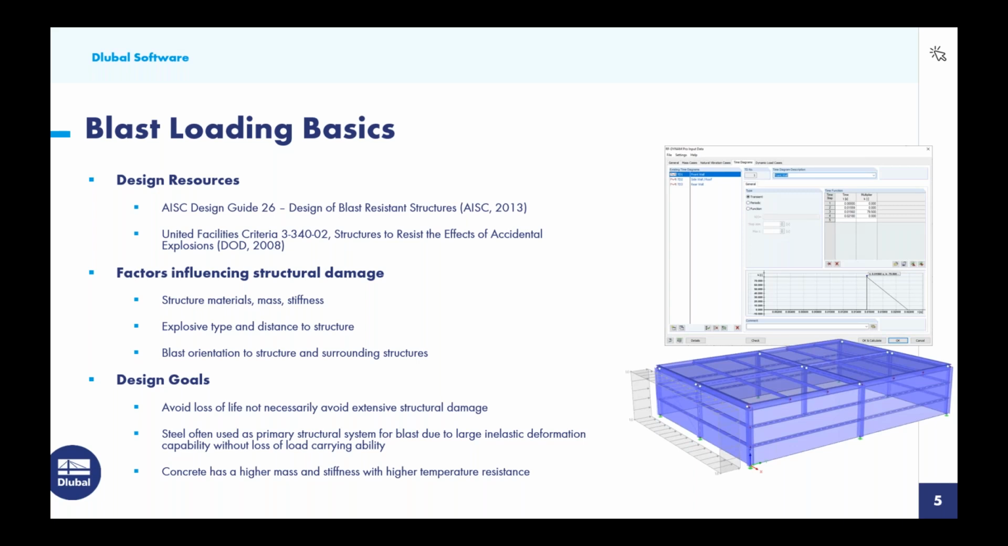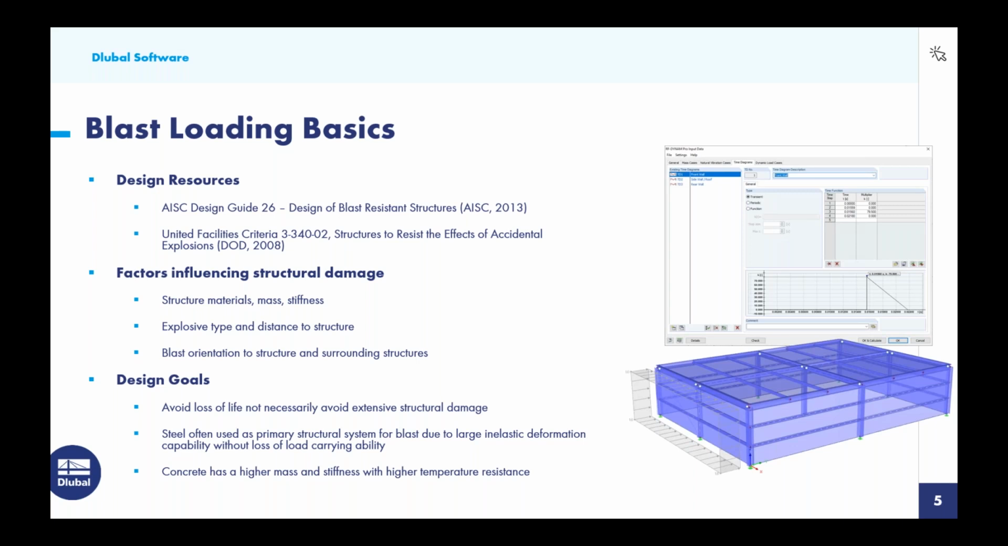And of course, if we are located in an urban environment, do we have surrounding structures that we need to consider as well? Now, the ultimate goal here is not necessarily to avoid extensive structural damage. This is inevitable when we're talking about these extremely high loads applied to our structure, but rather what we're hoping to do is to avoid loss of life. So we don't want to see complete failure of the particular infrastructure.